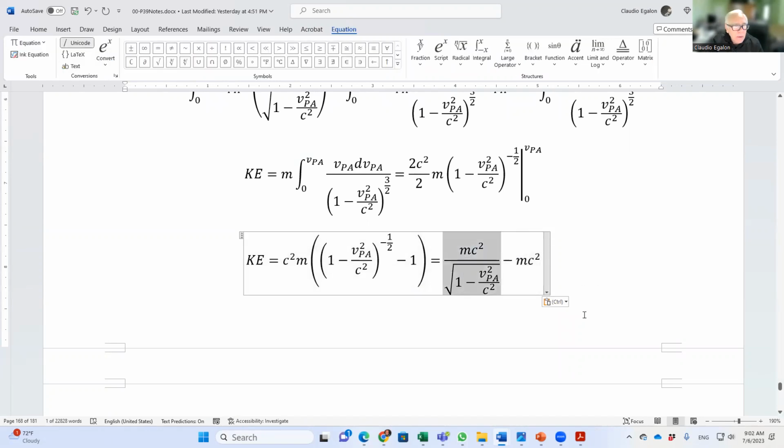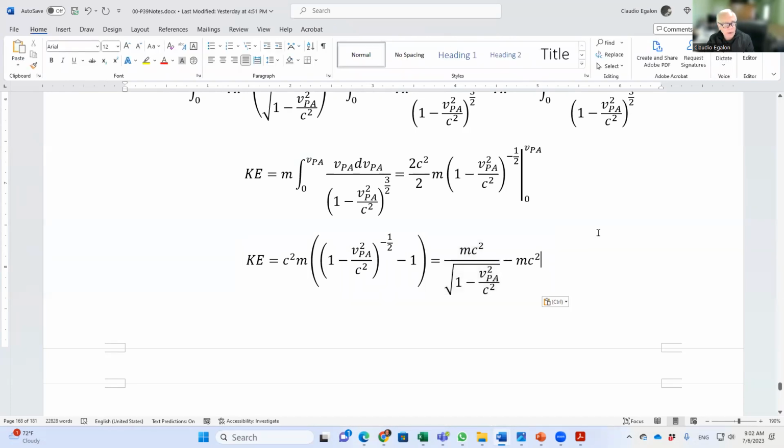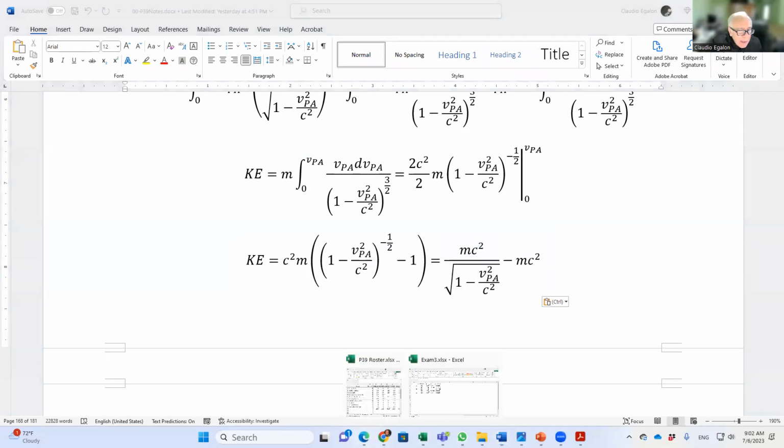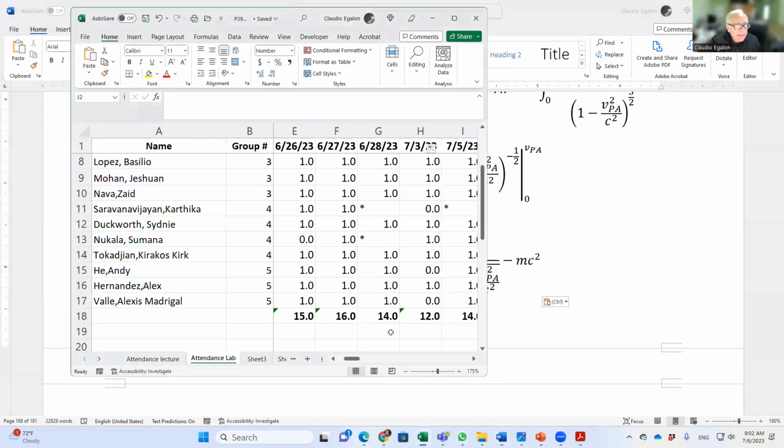And here is a term due to the energy whenever the particle is moving. Okay, we are going to work out this equation in more detail and its consequences. Okay, so for now, let's take attendance.